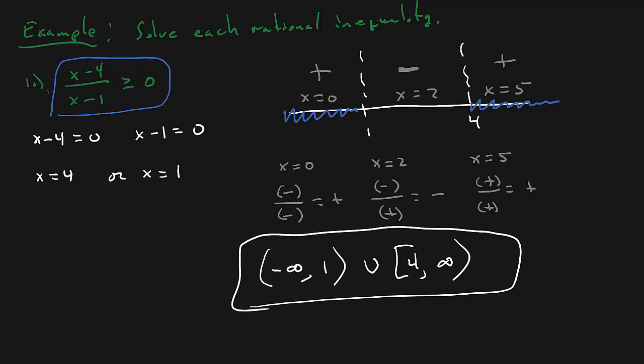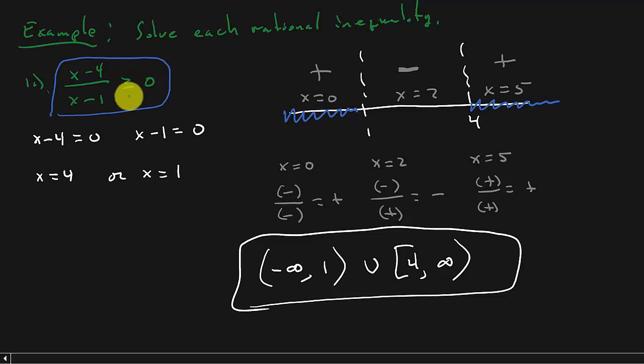Now, I know what you're thinking. But it's included. How come you don't have a bracket over here? Because it's or equal to. You got a bracket on the 4, but you don't have a bracket on the 1. That's right. It's included because it's or equal to. Greater than or equal to. That's going to make us have the bracket right here. But why did I put a parenthesis on the 1?